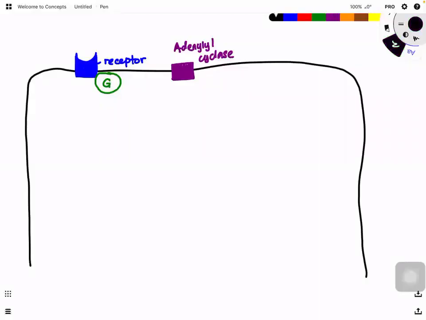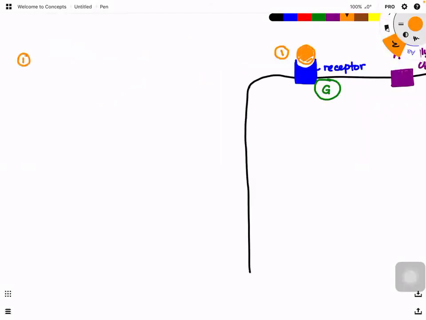So what is the first step? The first step involved here, basically, is that the ligand binds to the receptor. So in general, this water-soluble ligand binds to the specific binding site on the receptor.